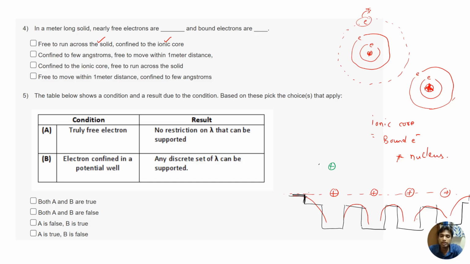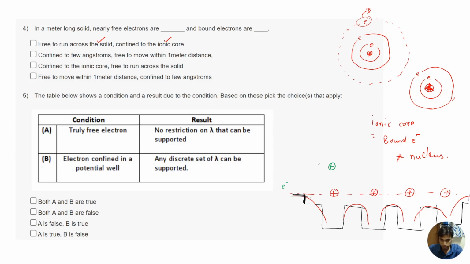So one electron cannot go away, because if one electron just goes away outside the metal, then the coulombic attraction becomes positive. It will be so much that it will again pull back inside the metal only. Now my question was about the free electron movement within the solid itself.